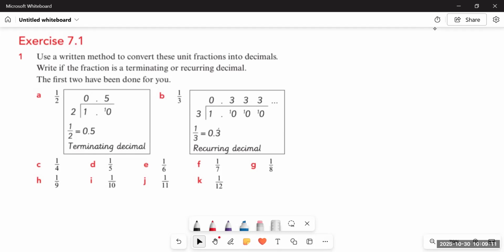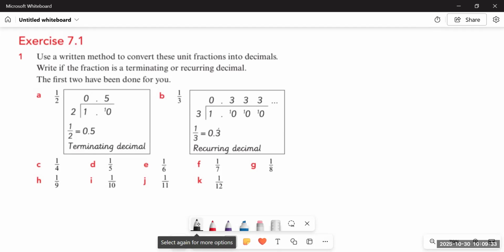But when we talk about 1 over 3, when you divide 1 by 3, you will find that it is 0.33333 and not stopping anywhere. So these sort of fractions are called recurring decimals. Let's figure out, of the given parts from C till K, how many are terminating and how many are recurring.